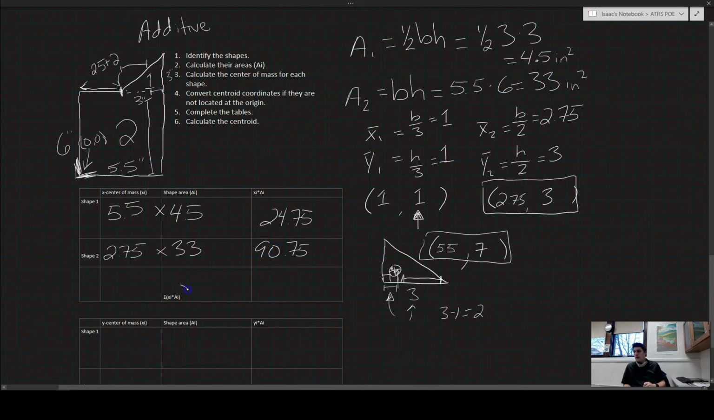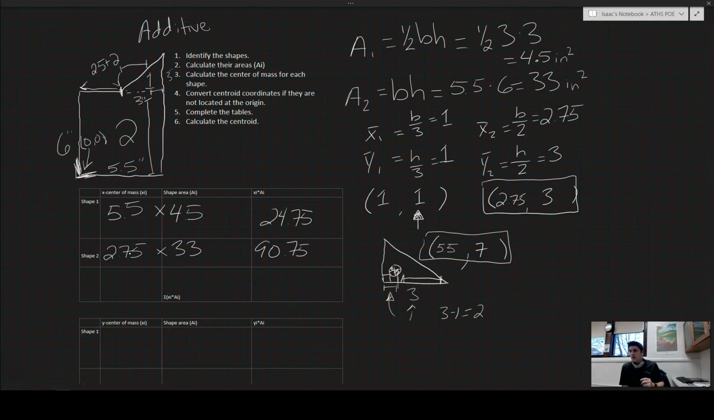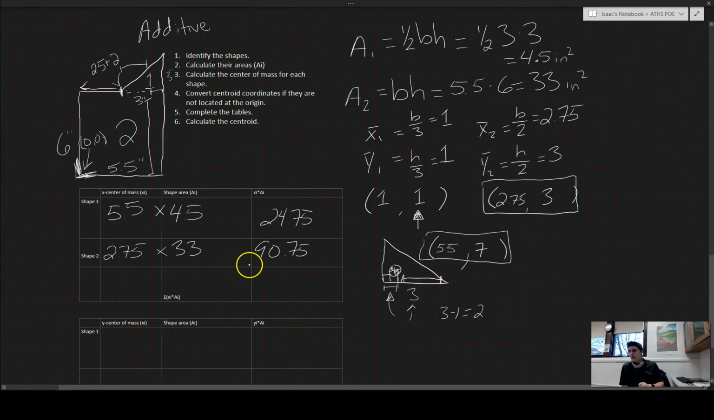The next thing we need to do is to take care of this guy right here. This is Greek notation. It says sigma xi times ai. Now remember, the Greek letter sigma just means sum. So when we're looking at this, all we need to do is take these two numbers and add them together down here. So 24.75 plus 90.75 is 115.5.